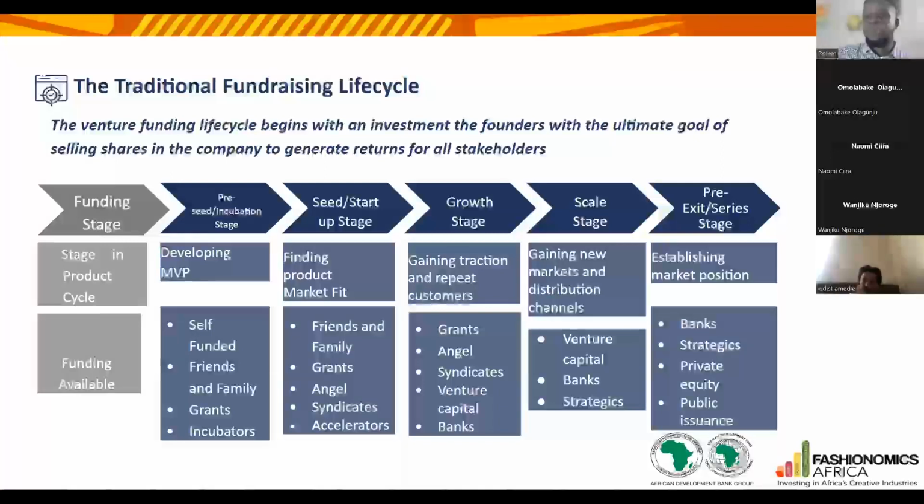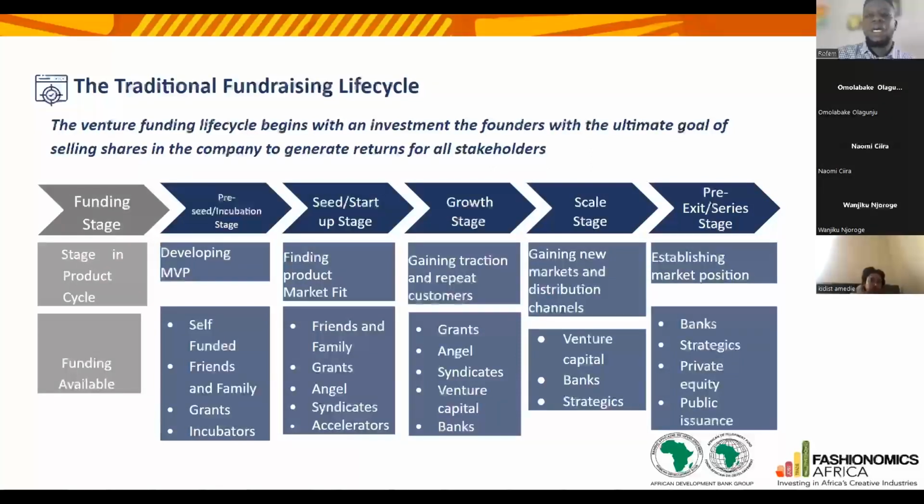And then there's the final stage, which is establish your market position. That's where everybody knows you. You're the leader in your market. Now, in these various stages, you have different kinds of investors that would invest in you.